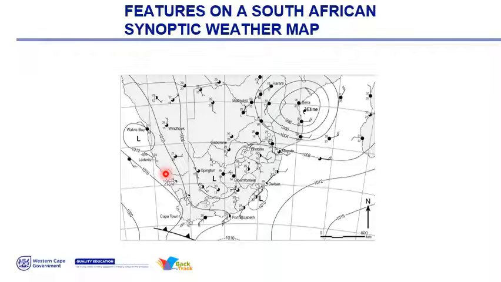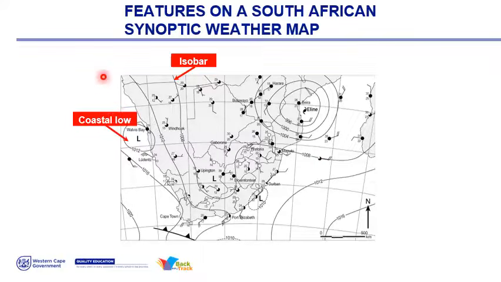So the first thing that I notice are my isobars. Isobars refers to lines that are joining places of equal atmospheric pressure. So that means all along this line over here, the atmospheric pressure equals each other. Here it says 1008 hectopascals or millibars. And if I follow this line, it means all along this line, the atmospheric pressure is the same at 1008.